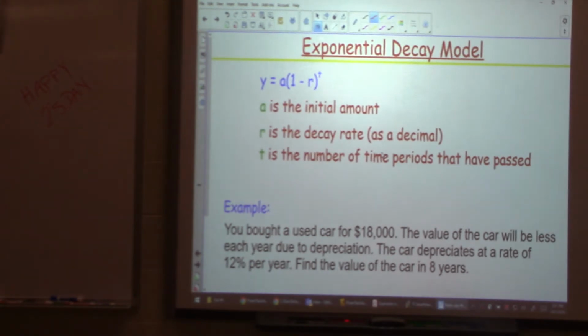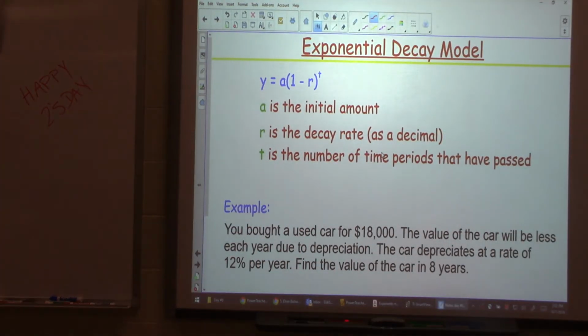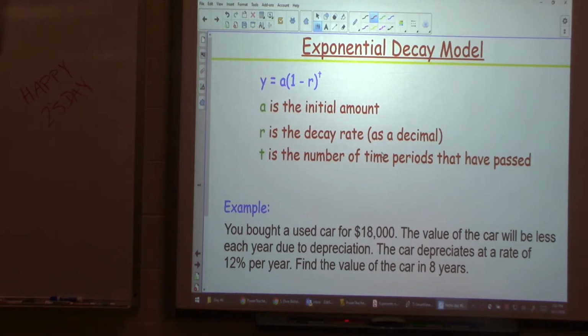So y equals 8 times 1 minus R, all to the T power. We're supposed to do the problem. We will do it in a second, once people write it down.